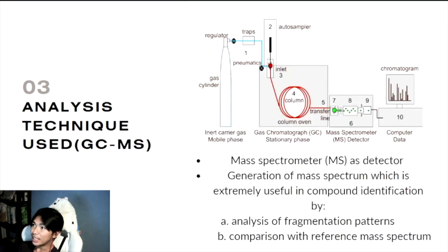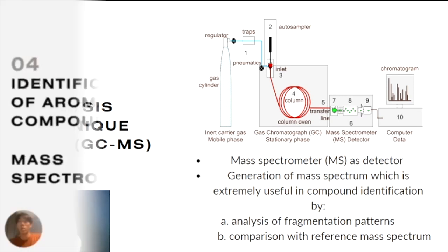And the second technique is the GC-MS. This might look similar to the GC-O, but it uses the mass spectrometer as the detector instead. MS is very useful for compound identification by analyzing the mass of the compound as we get from the chromatogram and comparing it with the reference mass spectrum, or also used to analyze the fragment pattern.